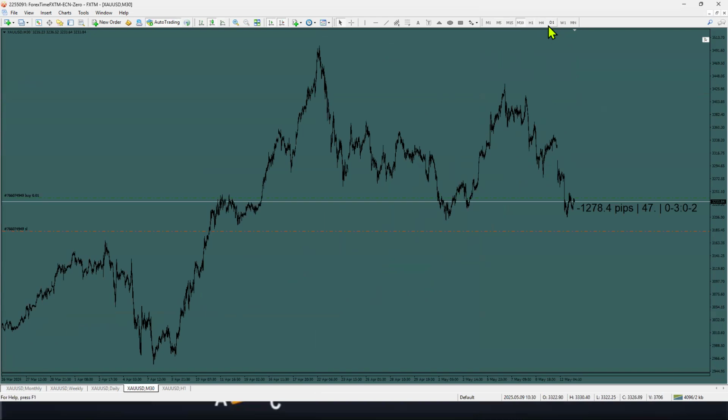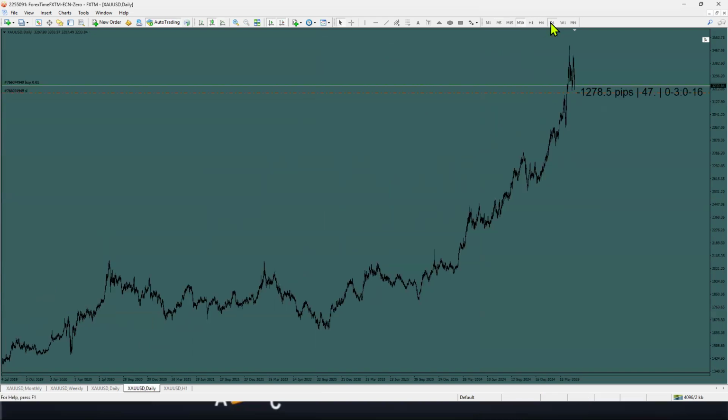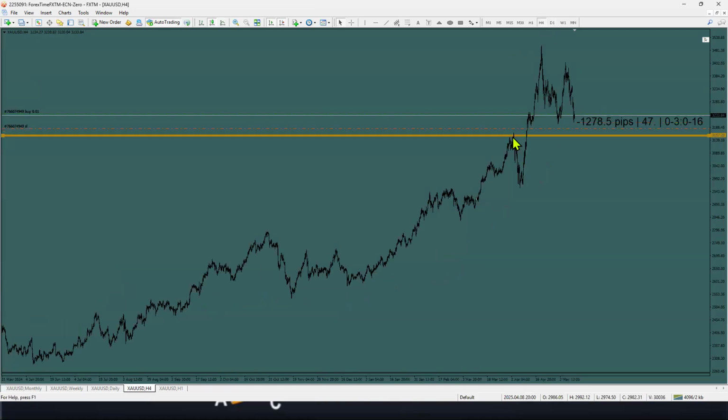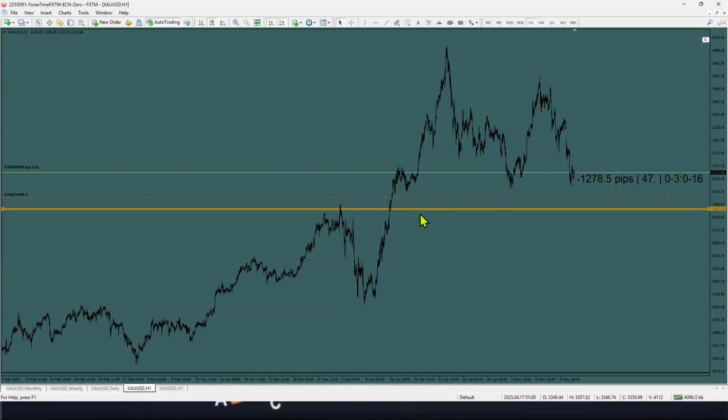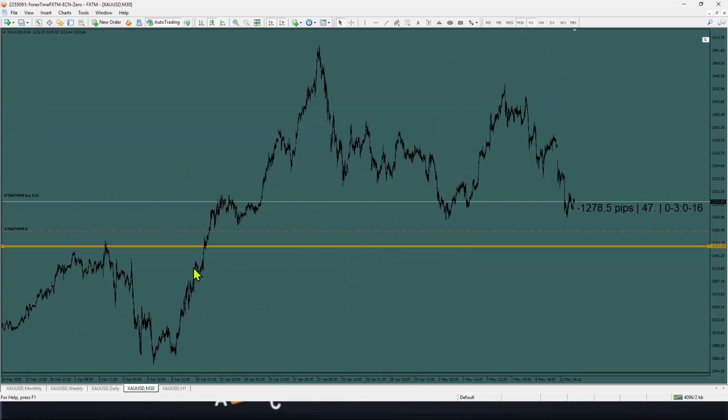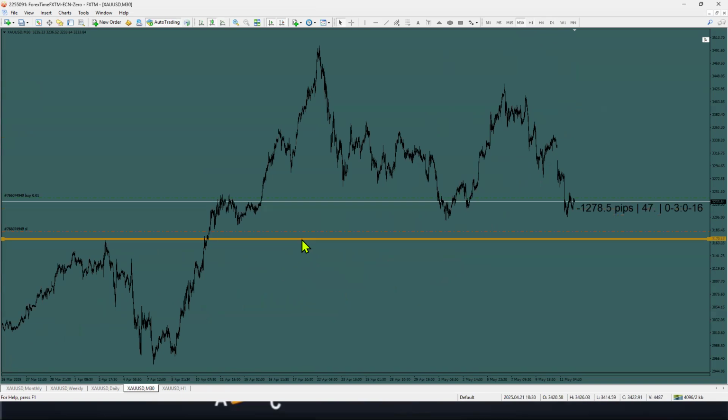So now you can come to daily here and then pick the resistance. Like for instance, we pick this resistance on daily here. When you switch to 4 hour, you will see it. When you switch to 1 hour, you will see it. When you switch to 30 minutes, you will still see it. That's why I say my entry is a little bit too early.